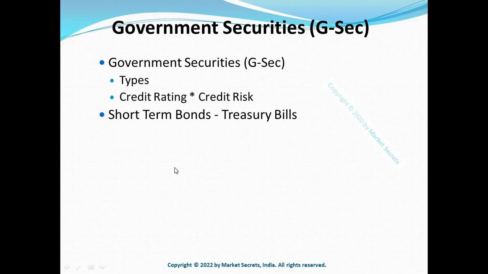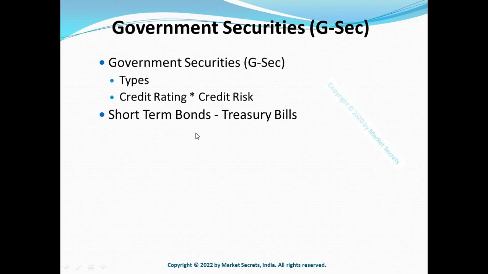This means that these are zero coupon instruments that do not pay out any interest, and instead the interest component is the difference between the price at which it is issued and the price at which they are brought back. They are available in multiple durations of 14 days, 91 days, 182 days, and 364-day T-bills.